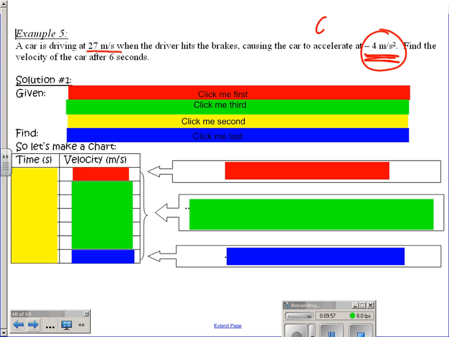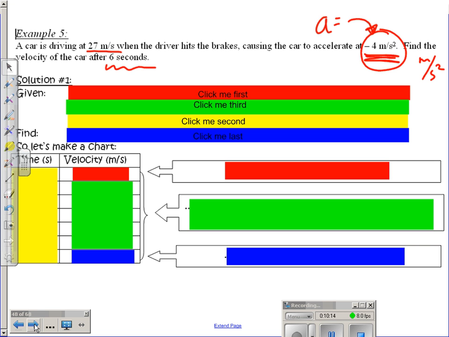Notice, because the units are meters per second squared, I know that has to be the acceleration just by looking at the units. Okay? So what we're going to try to do is find the velocity after 6 seconds. Okay? So let's do this. I believe this is our last example. So here's what we know.